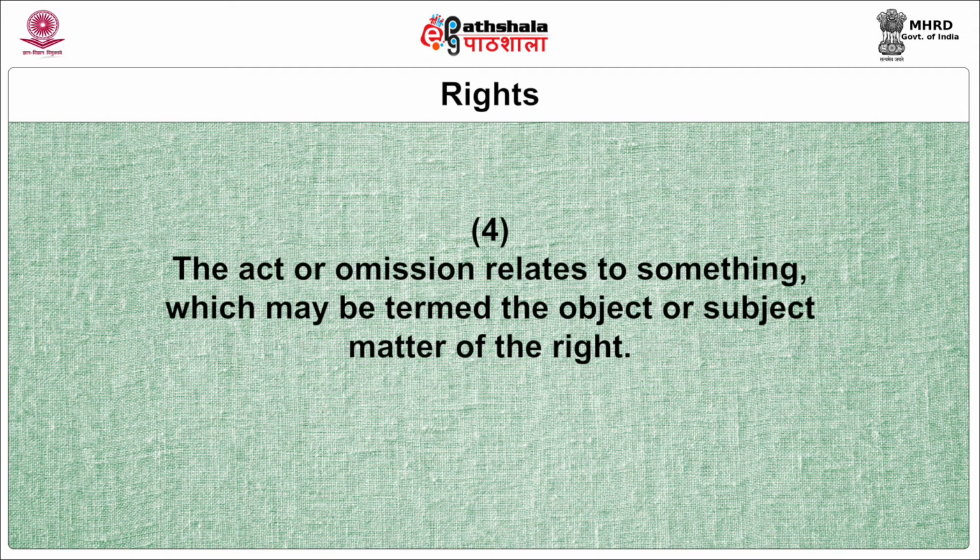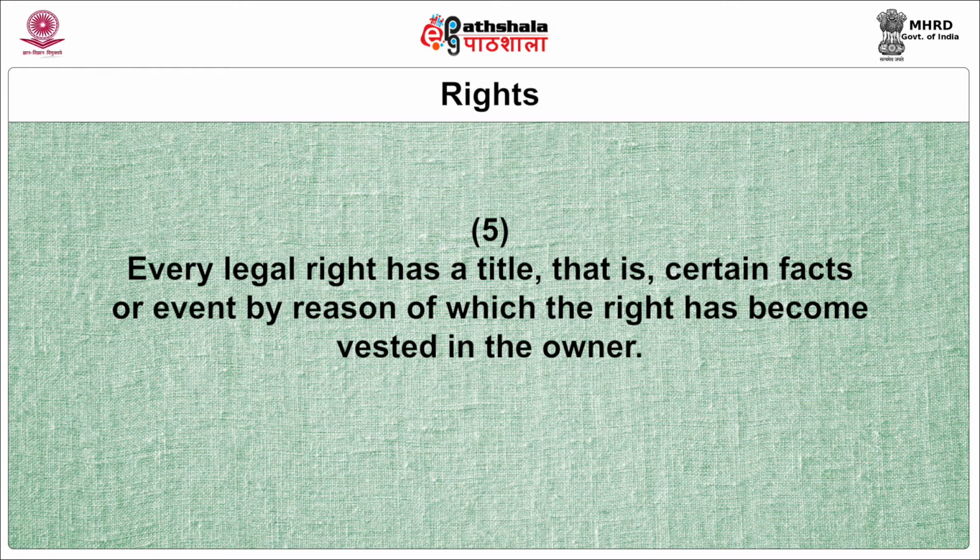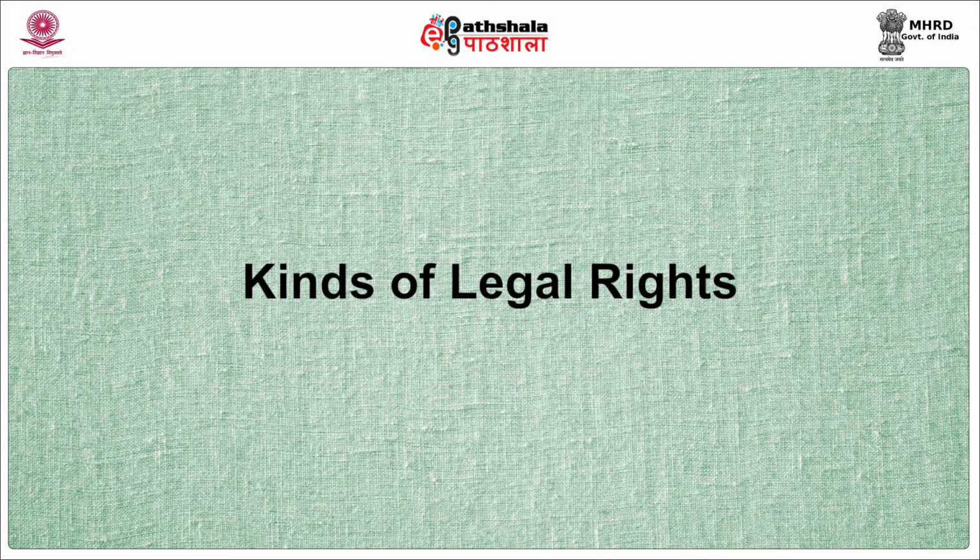4. The act or omission relates to something which may be termed the object or subject matter of the right. 5. Every legal right has a title, that is, certain facts or events by reason of which the right has become vested in the owner. Kinds of legal rights.